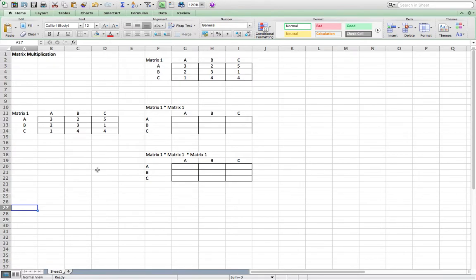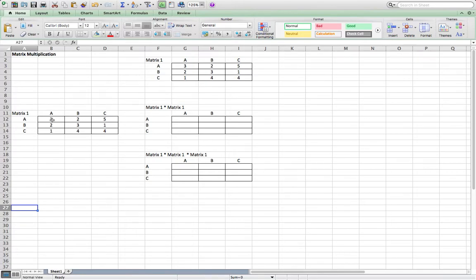So right here, I've set up an Excel spreadsheet that's going to multiply matrix 1, which is in this case a 3 by 3 matrix with 3 rows, 3 columns, with itself. And I put it in these two places because what I'd like to do is multiply matrix 1 by matrix 1 to get their product, which is matrix 1 times matrix 1, or matrix 1 squared.